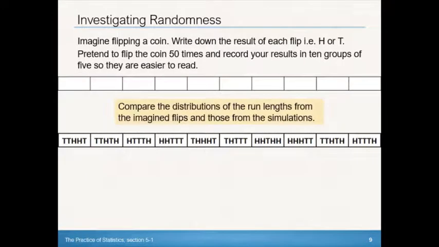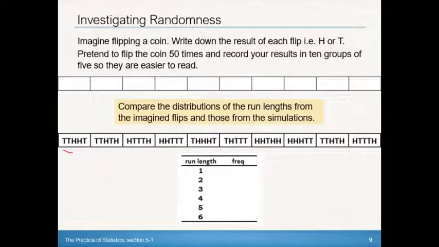So for example, I'm going to look at my first run here. So I have 2 tails. And so if I look at my runs, that means I'm going to have 1 run of 2. I'm just going to make a tally. And then after that, I have 2 heads. And so that's another run of length 2. So I'm going to make another tally there. And then the next letter is a T, and there's 3 of those in a row. So that means I have a run of 3. And then I have a run of 1. I just have a single H, so that's a run of 1.